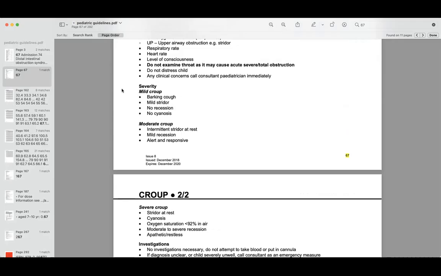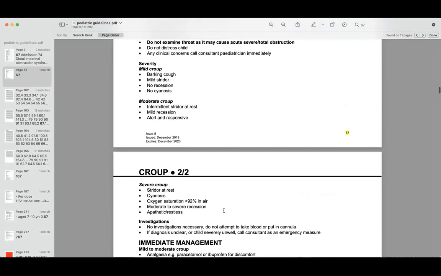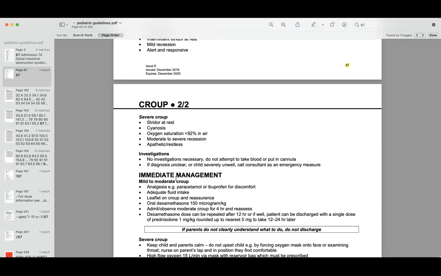In the video, intermittent stridor at rest means he is at rest and sometimes you are not hearing stridor. If you are hearing continuous stridor at rest, it is severe croup. And also you may see some features of cyanosis. And if attached to the SpO2, it will be less than 92%. And recessions. In our child, there were recessions also.